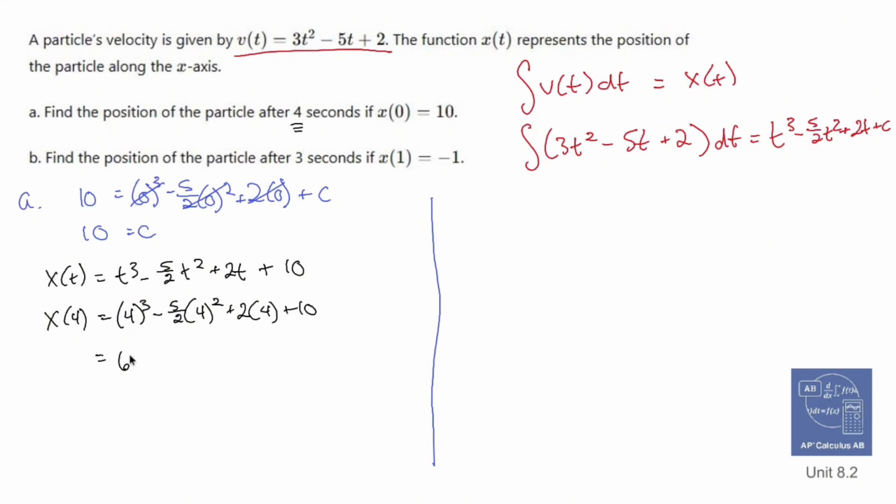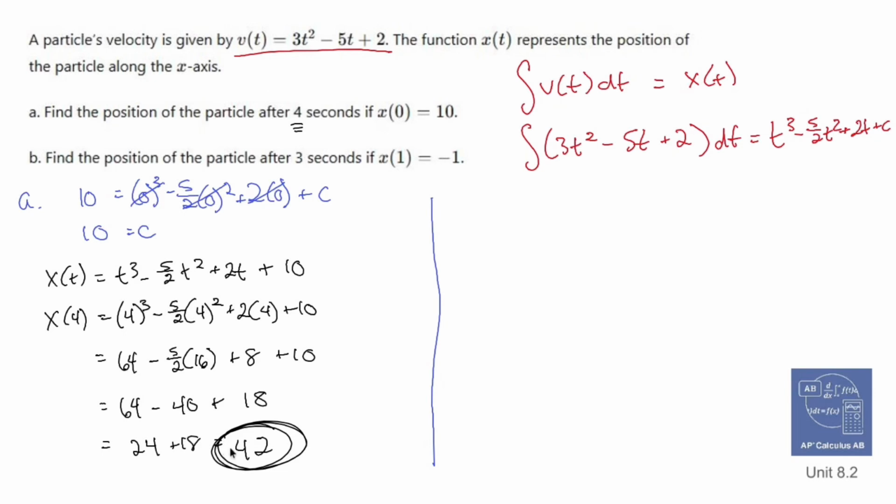Okay. 64 minus 5 halves times 16 is 64 minus 40, plus, we'll just combine these, 18. 64 minus 40 is going to be 24. 24 plus 18 is going to be 42. Where are we? Do I have feet? I've got nothing. So 42 units. Okay?